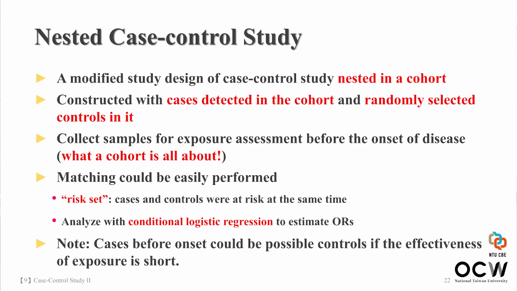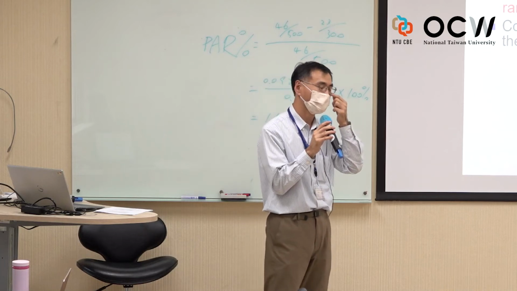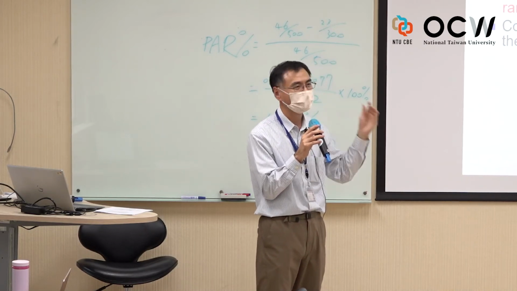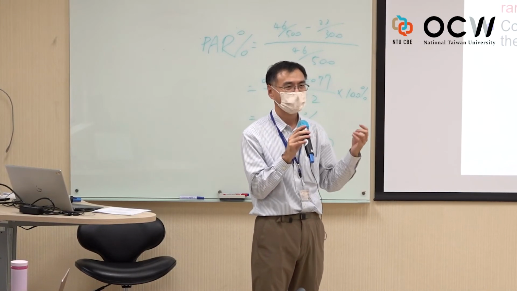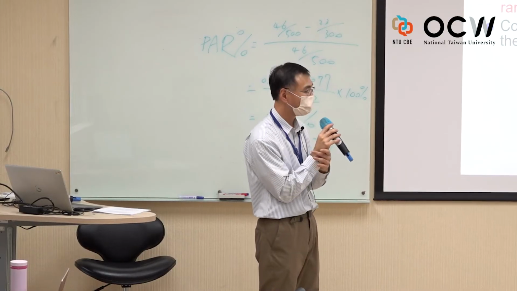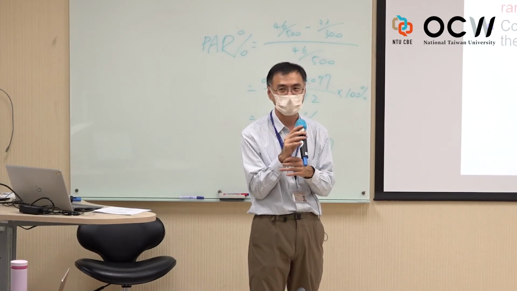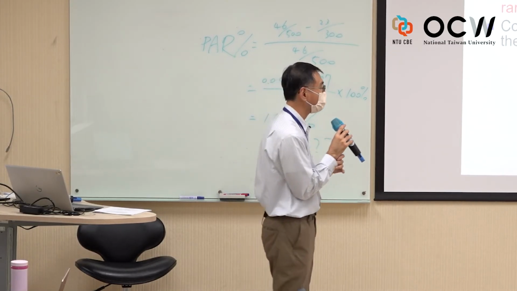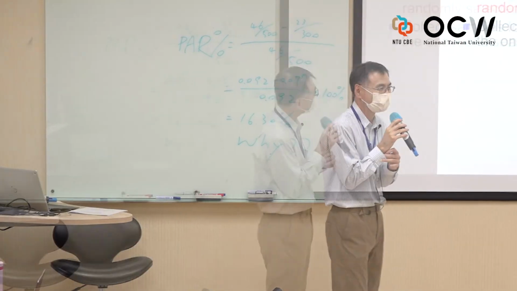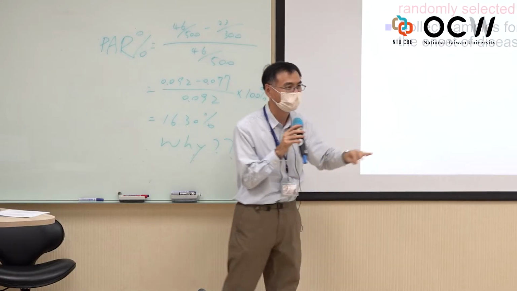We simply collect a sample for exposure assessment before the onset of disease. So at the baseline, when you're recruiting the cohort members, you could do a lot of measurements, right? Like a questionnaire or some body measurements, like blood pressure. And also you could keep the medical samples, like blood, urine, or tissue, something like that. Although it might be difficult, this is before the onset of disease. So this is what a typical cohort study is all about, right?